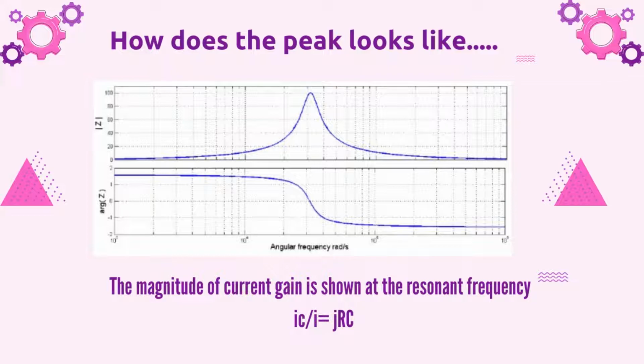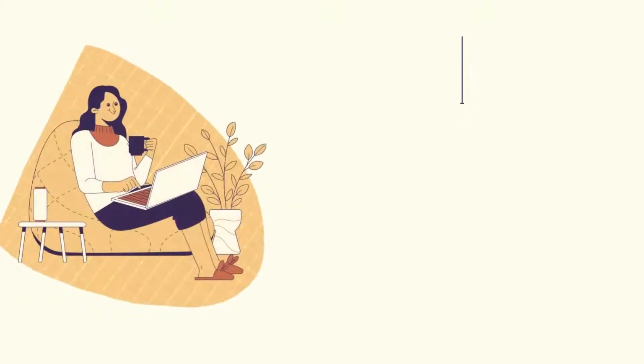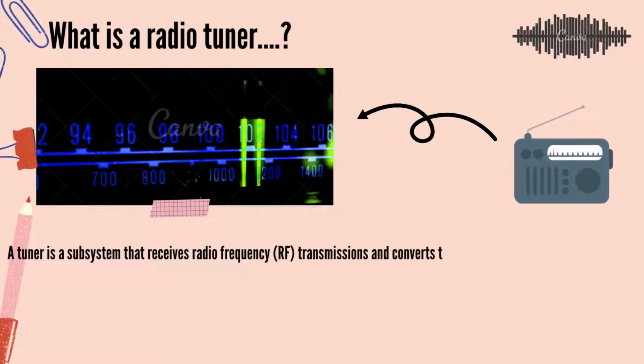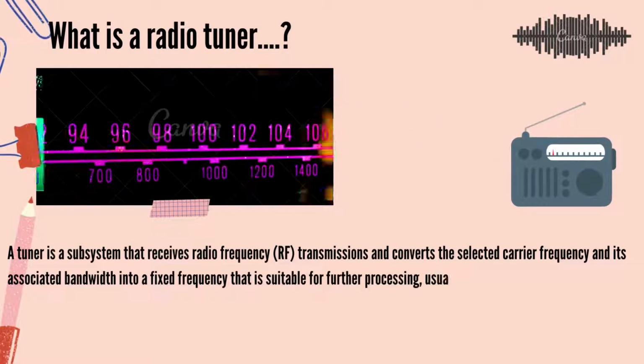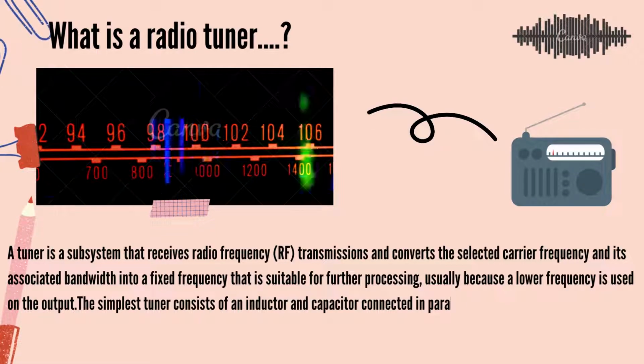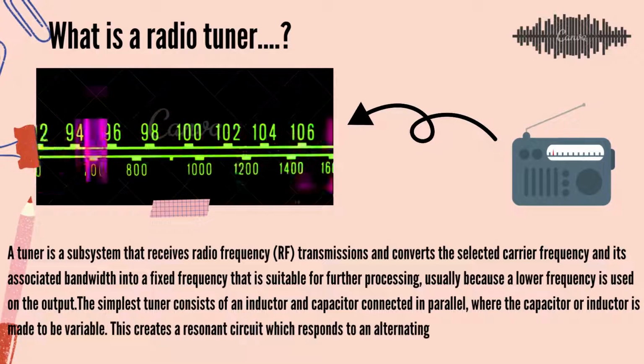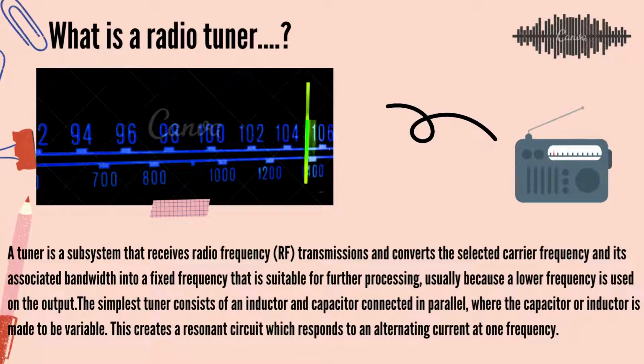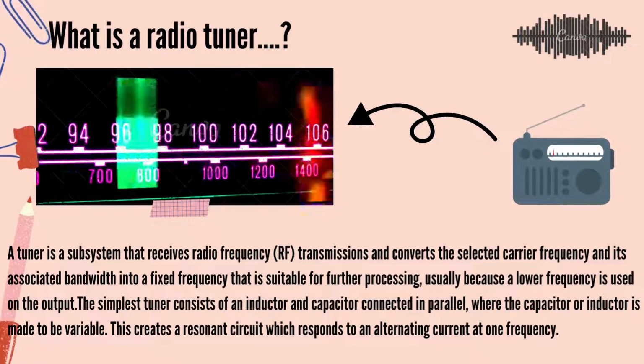But we are familiar with all this problem solving part, so let's see its practical application in a radio tuner. A radio tuner is a system which receives and converts the selected carrier frequency into a frequency suitable for processing. Its most basic structure consists of an inductor and capacitor in parallel, and either of them is variable.